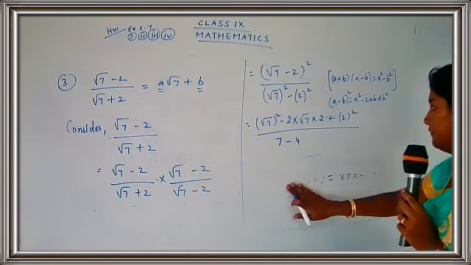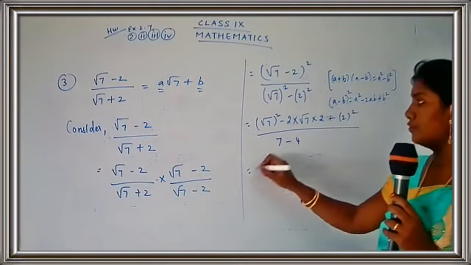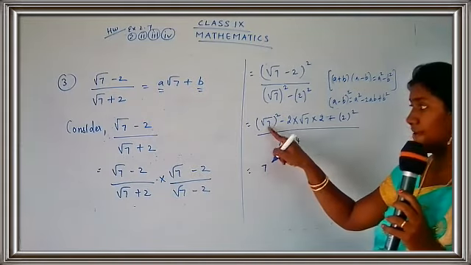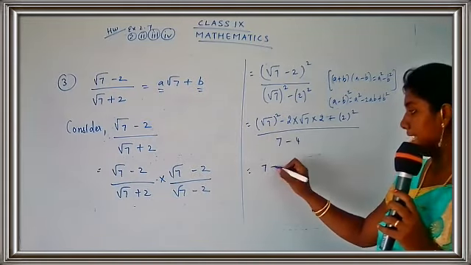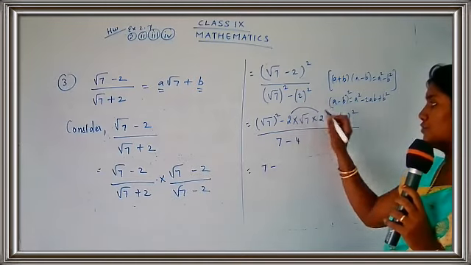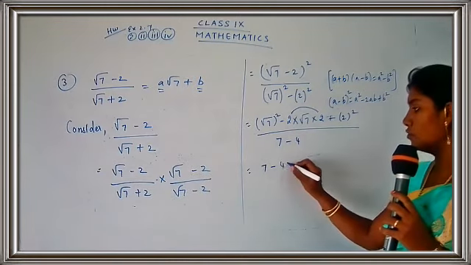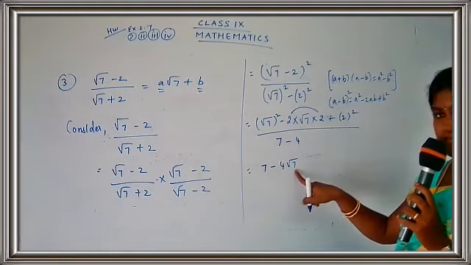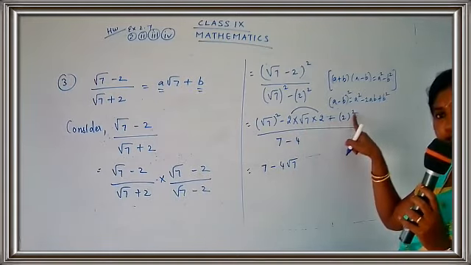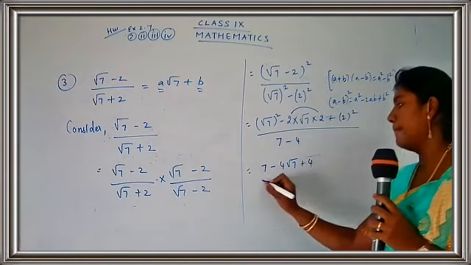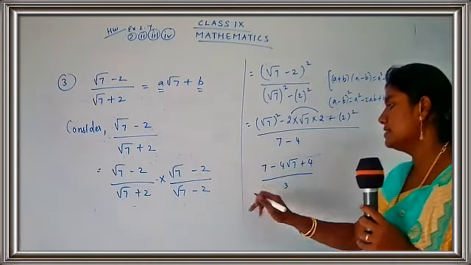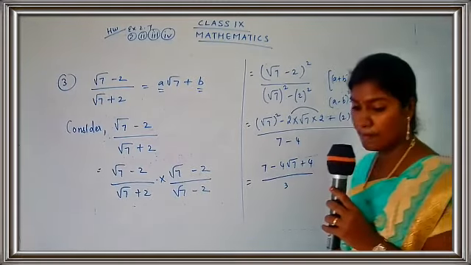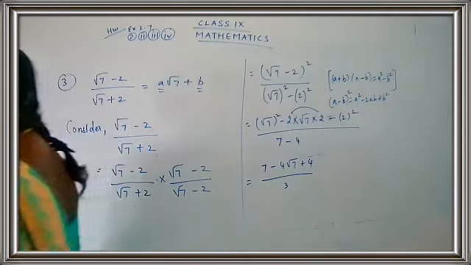Okay, let me simplify it further, children. So I get here root 7 square, which is 7, minus 2 into 2, 4 root 7, plus 2 into 2, 4, upon 3. I get 7 minus 4 root 7 plus 4 upon 3. Children, take down the steps properly. Do not miss out any steps.